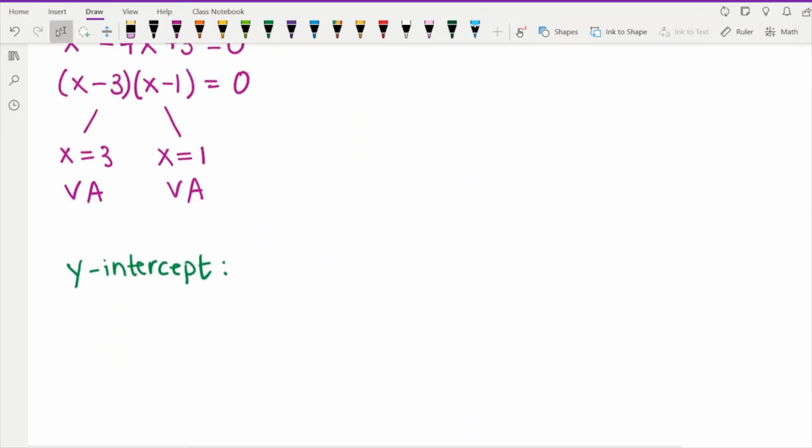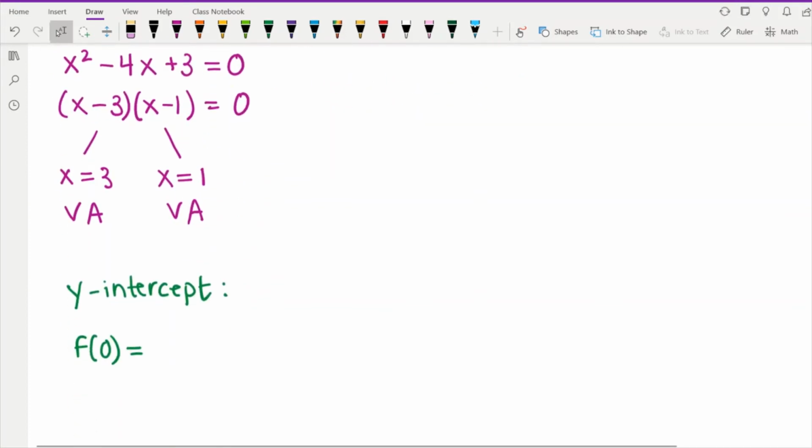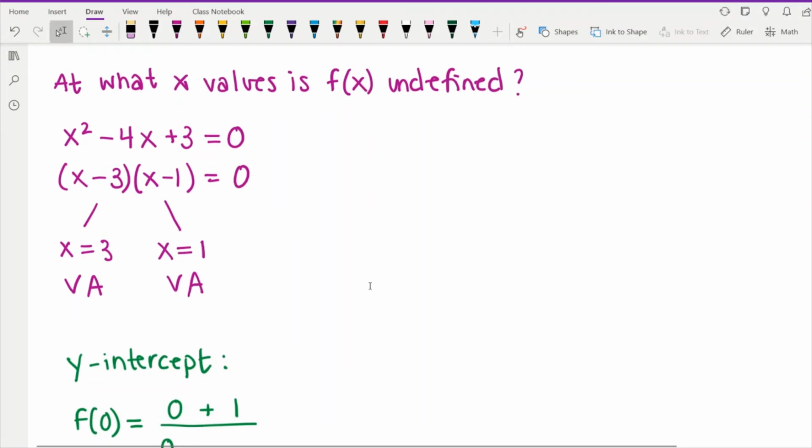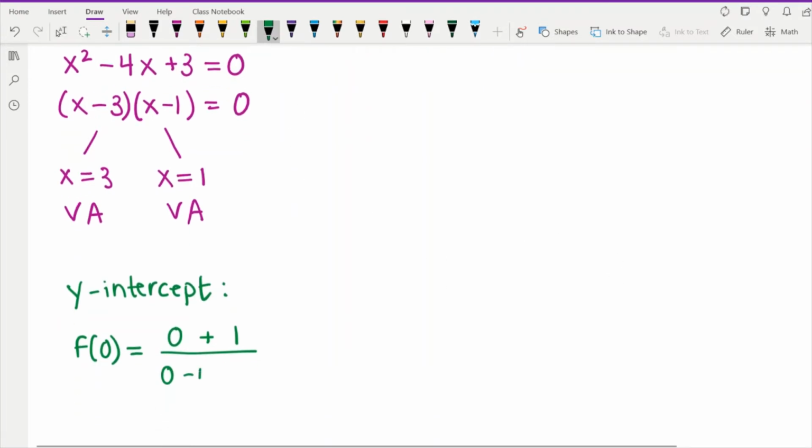And so we're going to say f of 0 is equal to, and you can use either the factored version or the non-factored version of the function. It doesn't make a difference. I'm going to use the non-factored version. So we have 0 plus 1 in the numerator. And then in the denominator, it's 0 squared minus 4 times 0 plus 3. And so this simplifies to 1 over 3.